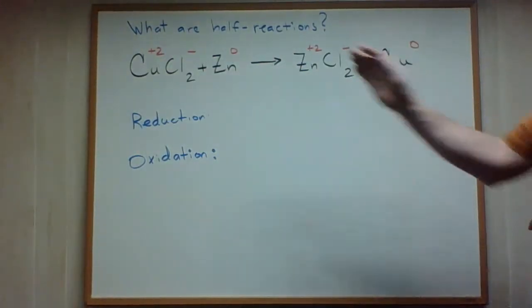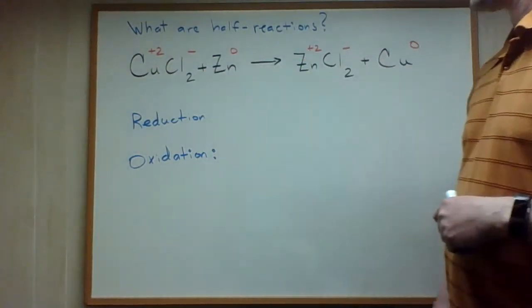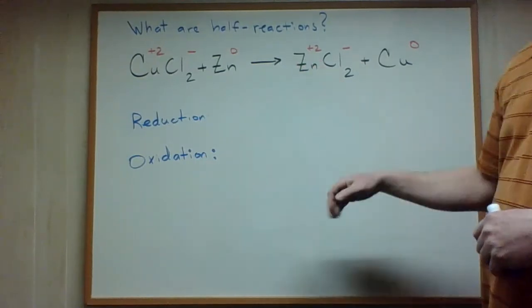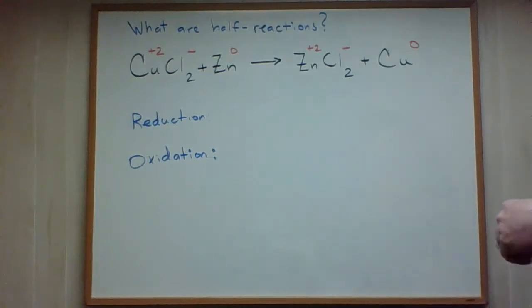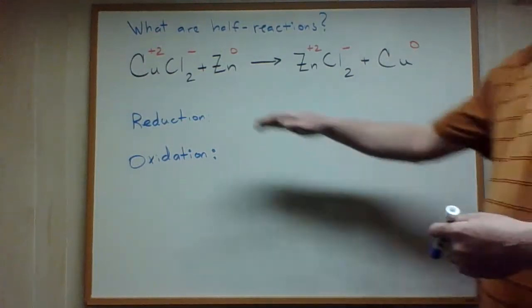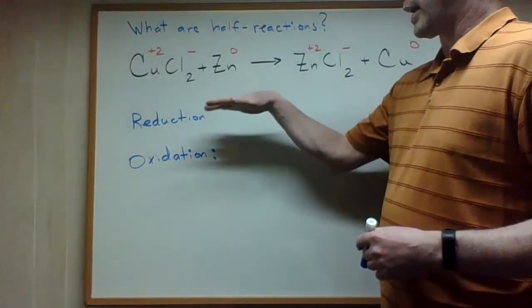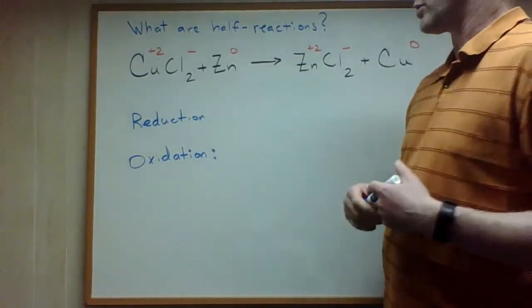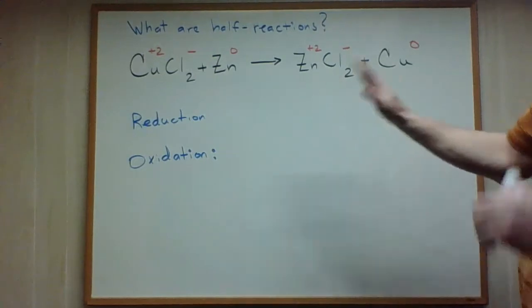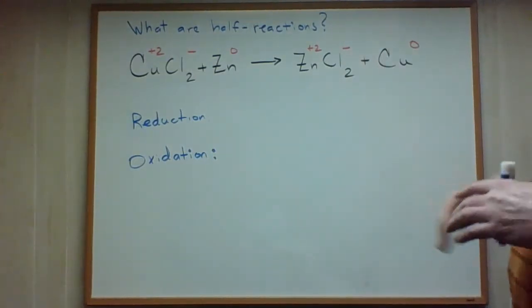And you can see that zinc has changed and gone up, and chlorine has gone down. So you have one element being reduced and one element being oxidized. So all we're going to do for our half reactions is write out for the element that is reduced exactly what happened to it, and then for oxidation do the same thing. Now chlorine, nothing happens to chlorine, so don't worry about chlorine.